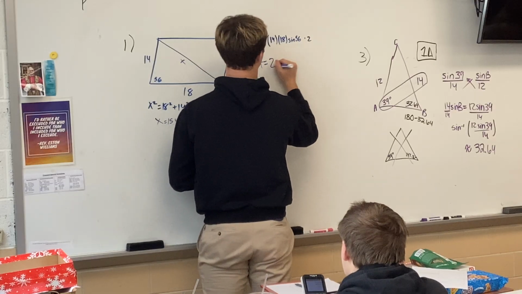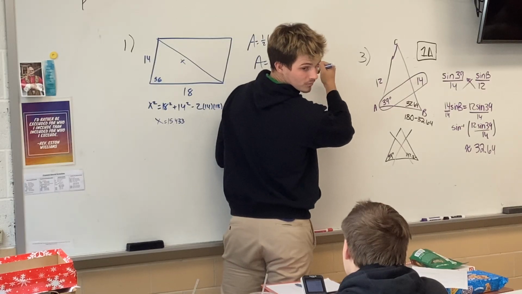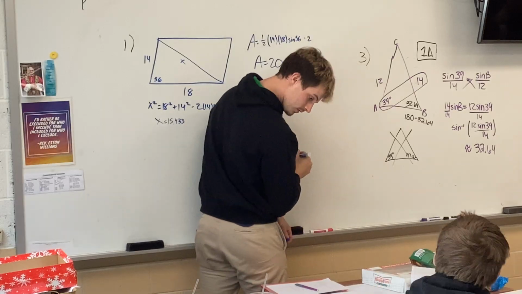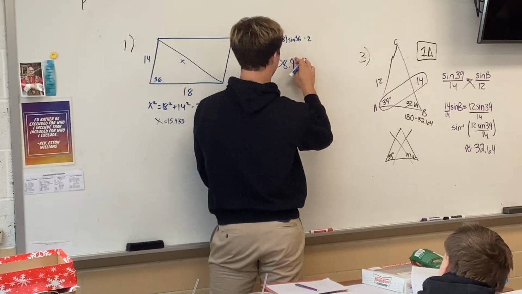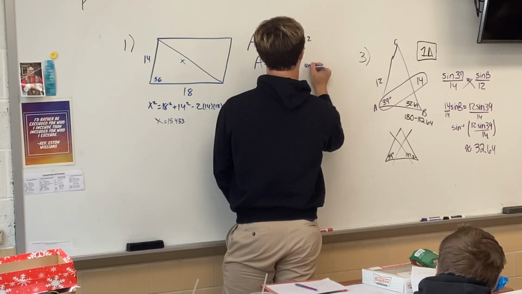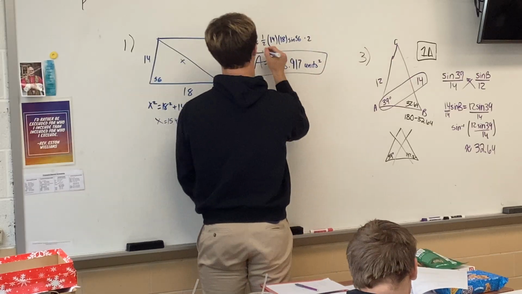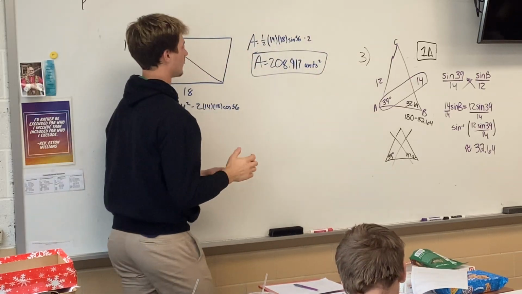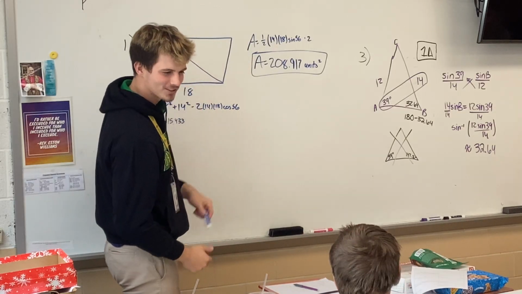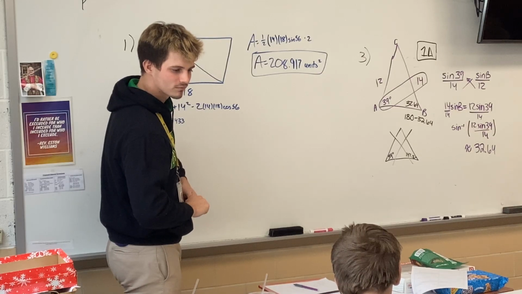Problem number 3. The girls said one triangle possible. You guys want to explain that? How do you get this one, girls? You get your angle B, which is 32.64, and then you subtract that from 180, and then you get 147.36, and then you add that to 39, and you get over 180. Perfect. Beautiful.